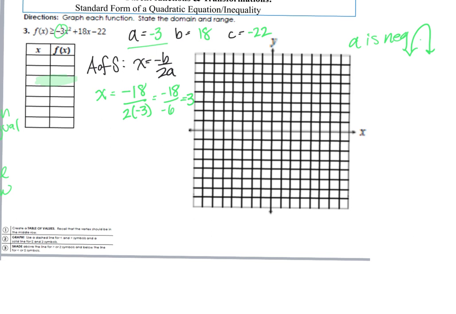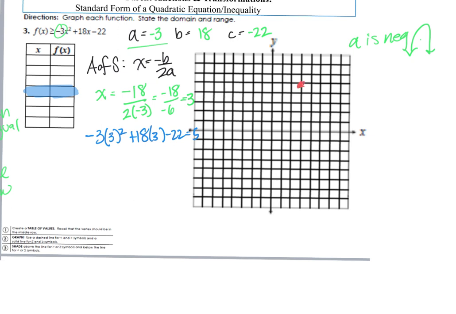We're going to plug that 3 back into the original equation. So we have negative 3, then parentheses, positive 3 squared, plus 18 times 3 minus 22, and that's going to equal positive 5. Okay, now notice, our vertex is 3, 5. I had it kind of highlighted in there, not quite in the middle. I had one space above, but I fixed it now, so we're all good. Okay, mistakes happen. Woohoo. So 3, 5 is our vertex. So we're going 1, 2, 3, and up 1, 2, 3, 4, 5 for our first dot.